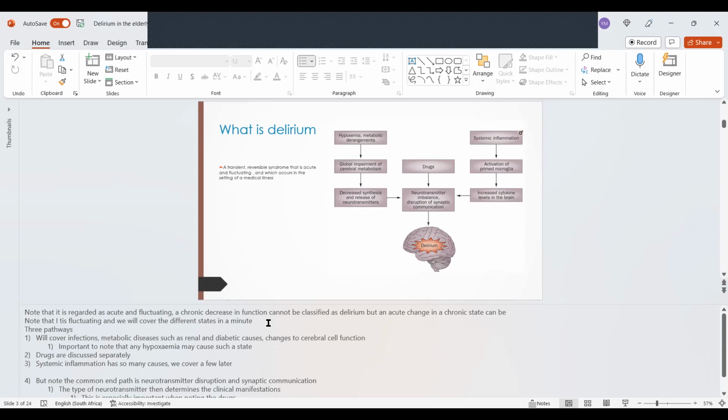So it is regarded as acute and fluctuating, right? A chronic dysfunction cannot be classified as a delirium, but an acute change in a chronic state can be called a delirium. So it is fluctuating. I'll cover the different states just now.